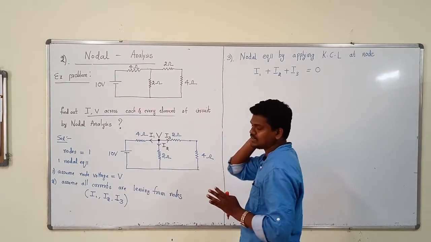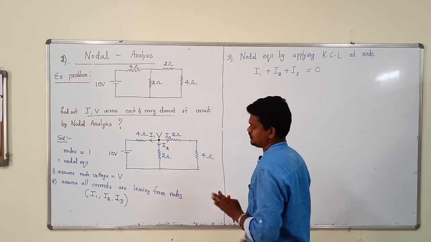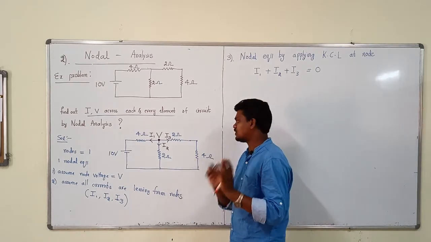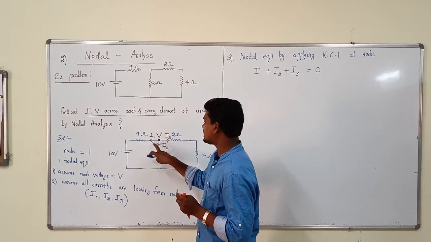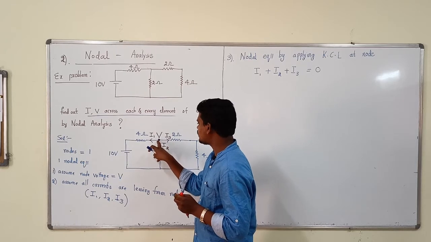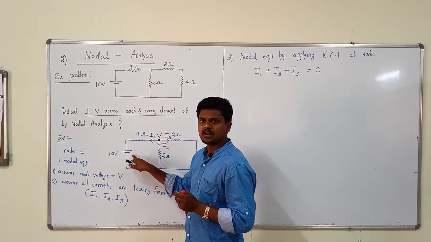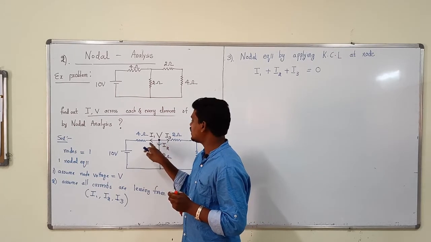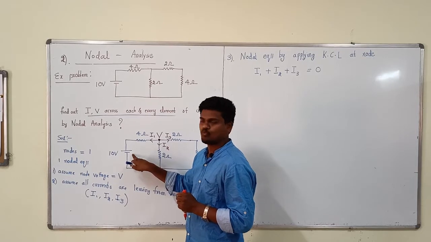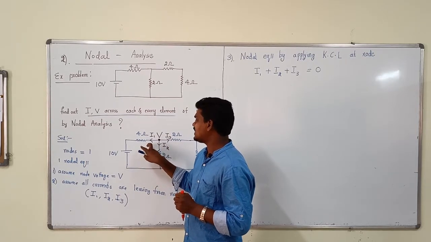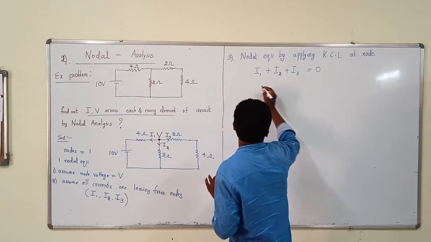Now we will write the I1 value, the I2 value and the I3 value. This is a very important thing. The current I1 is flowing from V to the 10 volt source. In order for current to flow from one point to another, there must be a voltage difference, and the voltage difference divided by resistance is the current.